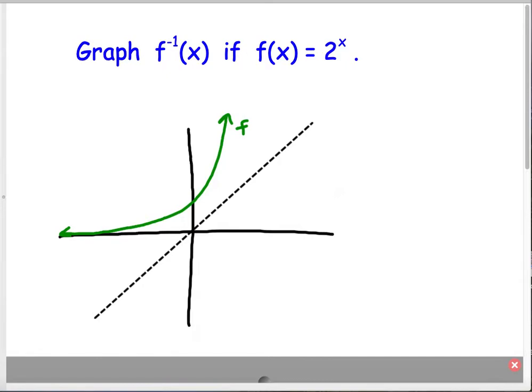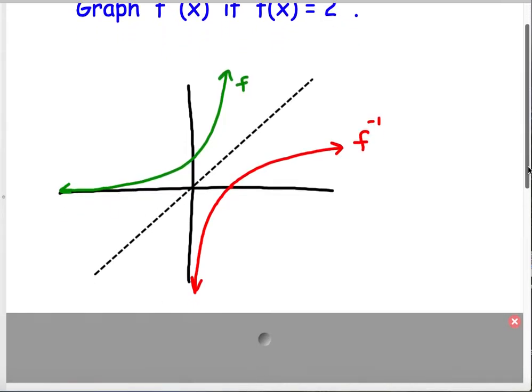Therefore, when you reflect it over y equal x, that horizontal line becomes a vertical line, and then our inverse will pass the vertical line test. So if I reflect this graph, I'm going to get that. And so that's the inverse function of an exponential. And we have a name for that. It's called a logarithm.